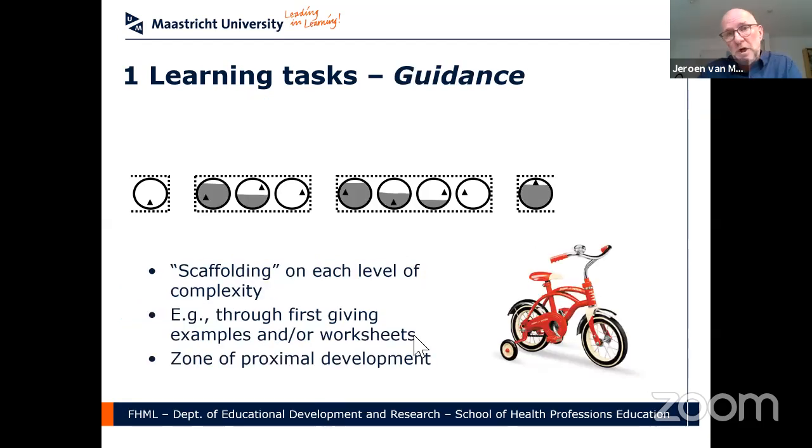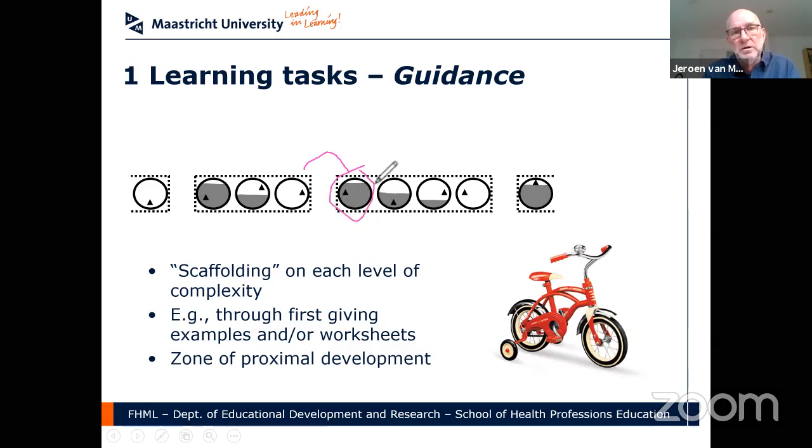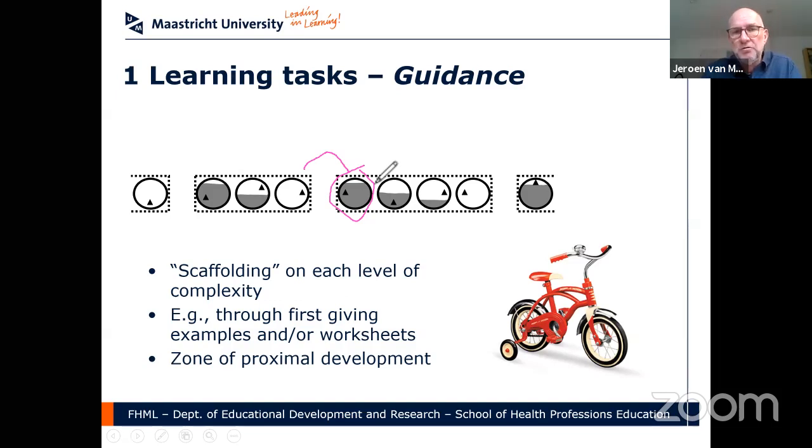Then there is one more requirement to the learning tasks, and that relates to the guidance, the help, support, and guidance that we provide to students. What we typically do is, when students go from simple tasks to more complex tasks, we first provide them with a lot of support and guidance. That's indicated by the filling of the circle.